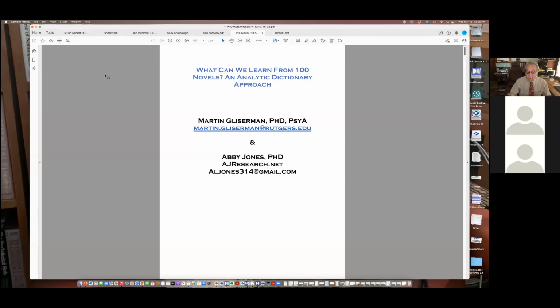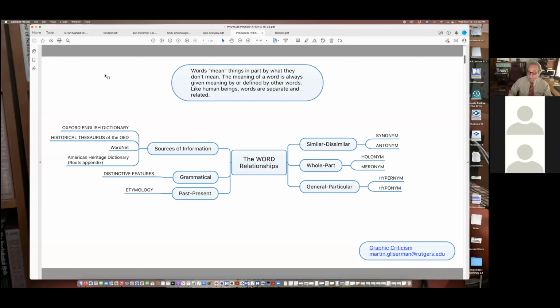Words are defined by other words. They have relationships with other words. They have horizontal relationships, such as synonyms and antonyms. That is, each word has a constellation of relatives and a constellation of antagonists. Words also have hierarchical or vertical relationships.